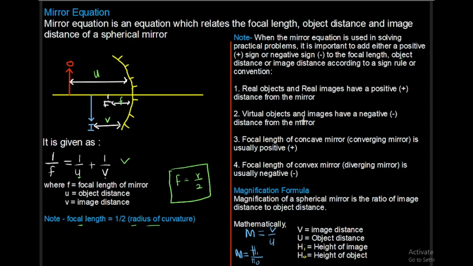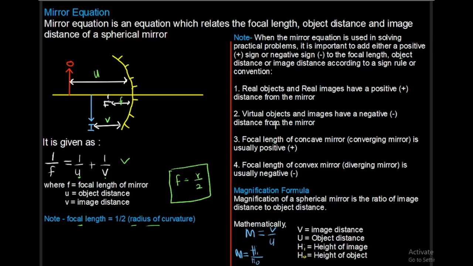Now, number two, virtual objects and images have a negative distance from the mirror. That is to say, if the image is virtual, its distance is going to be negative. So we are going to have minus v, the same thing with the object. Now, number three here says focal length of a concave mirror, which is also a converging mirror, is usually positive. The focal length of a converging mirror or concave mirror is always positive. Focal length of a convex mirror, which is a diverging mirror, is usually what? Negative.